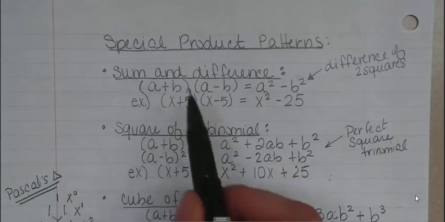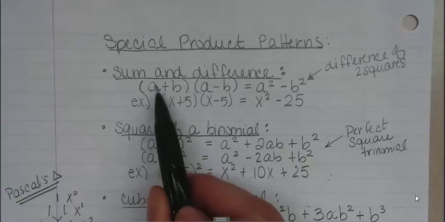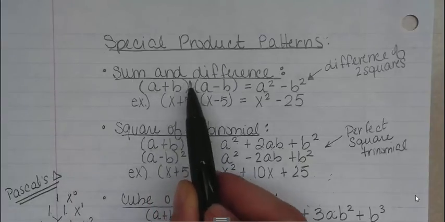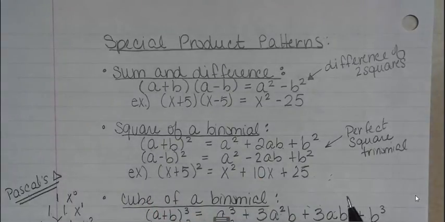The sum and difference pattern is the only time where you can just multiply the first terms, multiply the last terms. That's the only time. If you need to write more notes on here, do that.